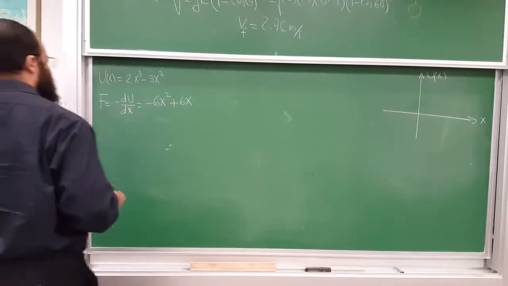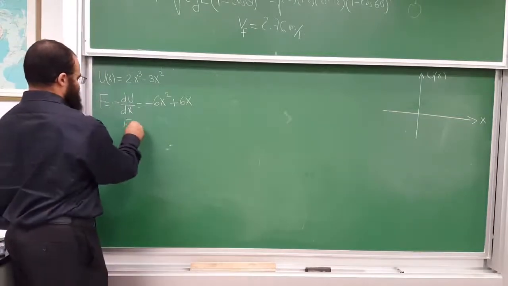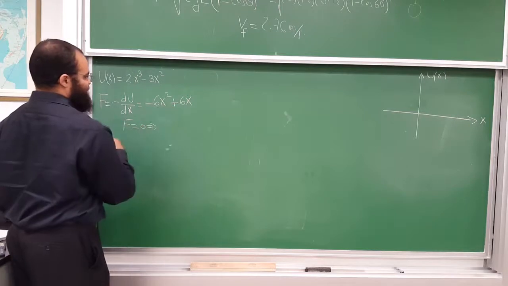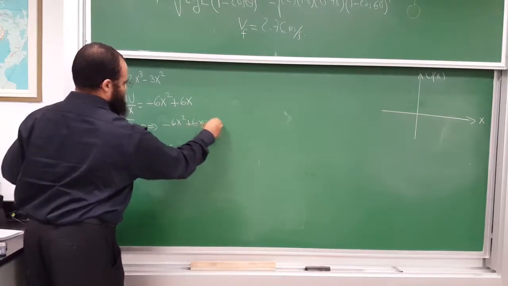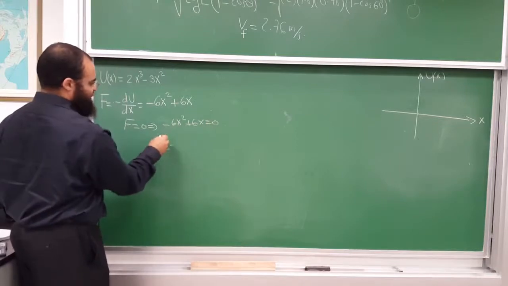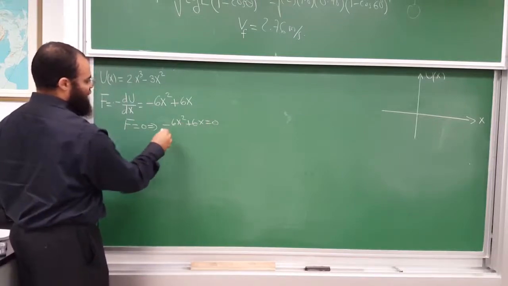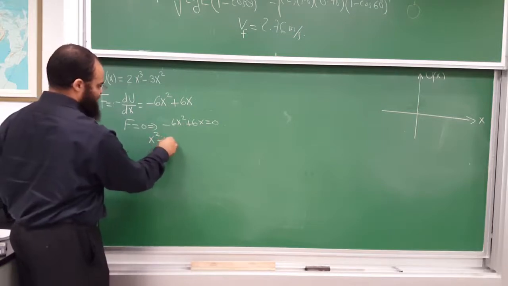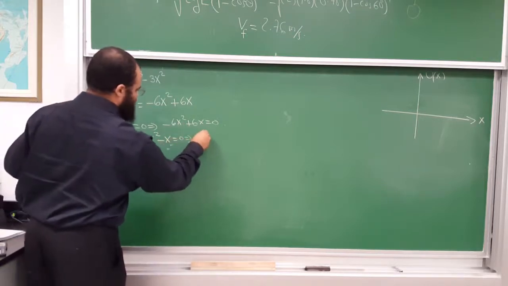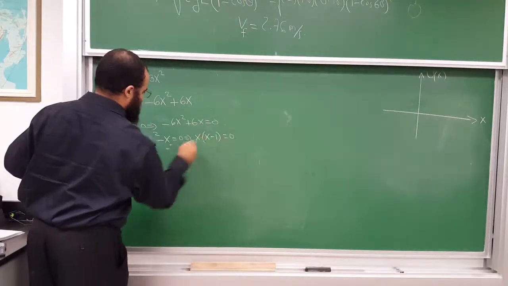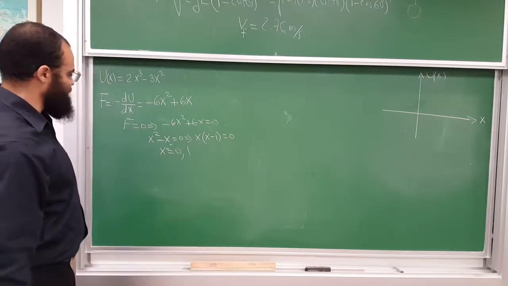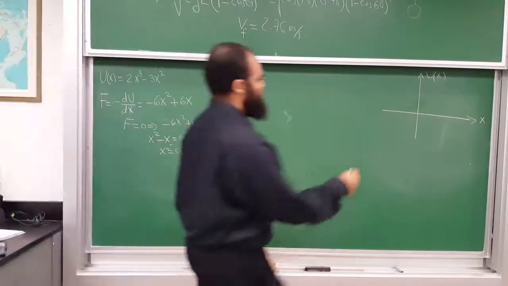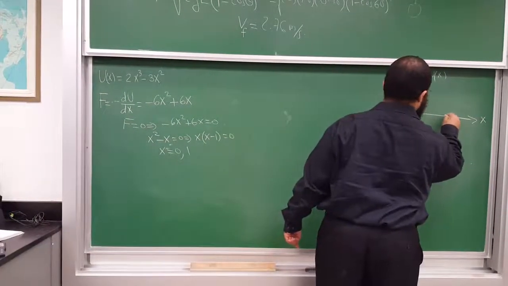So first of all, we found F. When is F equal to 0? We set negative 6x squared plus 6x equal to 0. Divide by 6 and multiply by negative 1, so you get x squared minus x equals 0. That means x times (x minus 1) is equal to 0. So x equal to 0 and x equal to 1. Those are the critical points. You get a maximum and a minimum, so you have here 0 and 1.